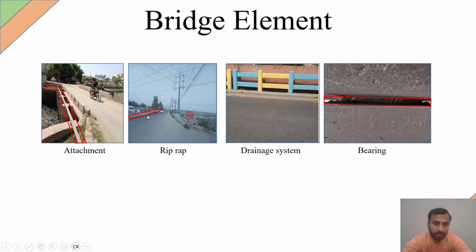This one is not actually a riprap, it is a parapet, and this is the drainage, the one in the circular. This is the bearing between the transom and the girders.